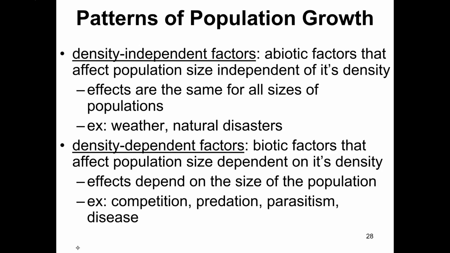So what are some factors that can influence population growth patterns? There's density dependent and density independent factors. Density independent factors are abiotic factors that affect population size, whereas biotic factors are going to be your density dependent factors. Abiotic factors are things like weather. Shelter is abiotic. Natural disasters, abiotic.